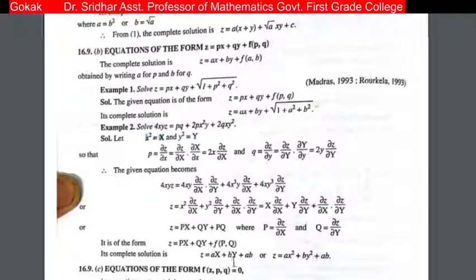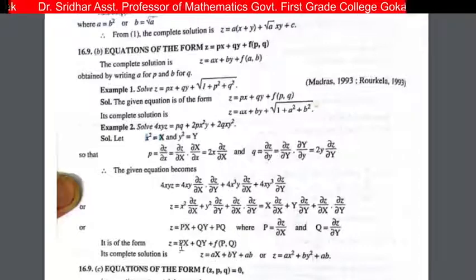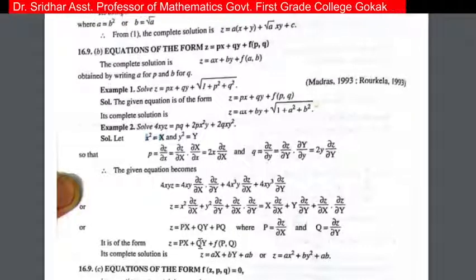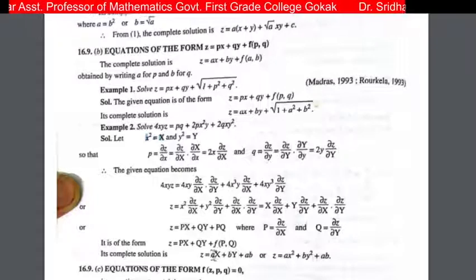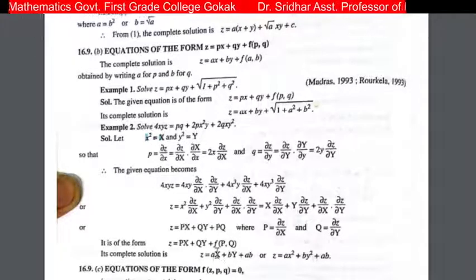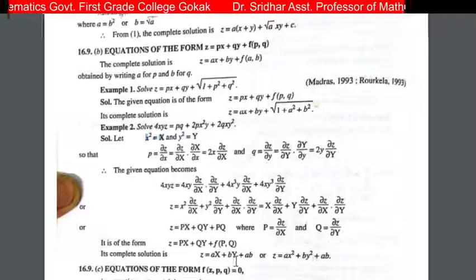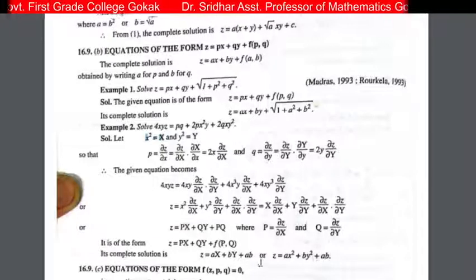Now we write the solution as z equals ax plus by plus ab, which means we replace capital P by a and capital Q by b, and we obtain this equation. Now resubstitute the values of capital X and capital Y. What is capital X actually? Capital X is small x square, capital Y is small y square. So replace capital X by small x square and capital Y by small y square, and this gives the complete solution of the given equation.